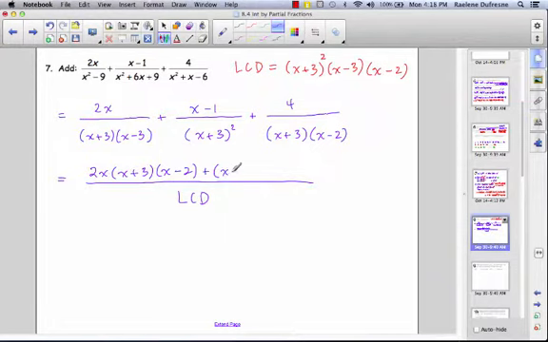In the second denominator, the second denominator is missing x minus 3 and x minus 2. So I'm going to multiply top and bottom by those factors. And in the third denominator, we are missing x plus 3 and x minus 3, so I'm going to multiply the 4 by both of those. And I'll leave this at this point.